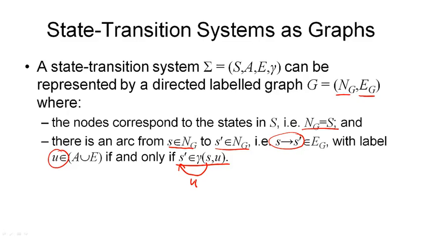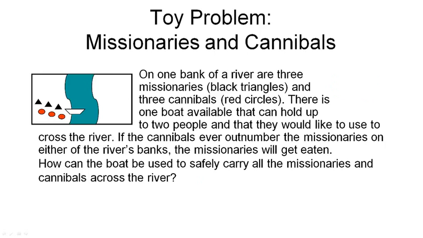So a state transition graph consists of nodes that correspond to world states and edges that correspond to state transitions. Let me illustrate a state transition system with a very old problem that has been used many times in AI, the missionaries and cannibals problem.